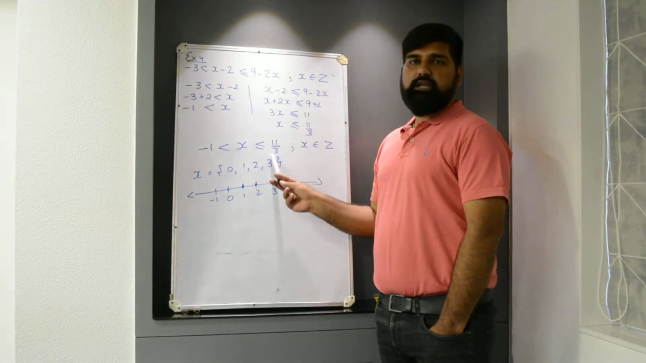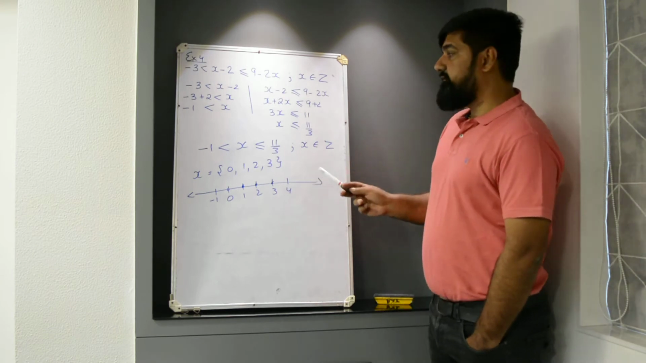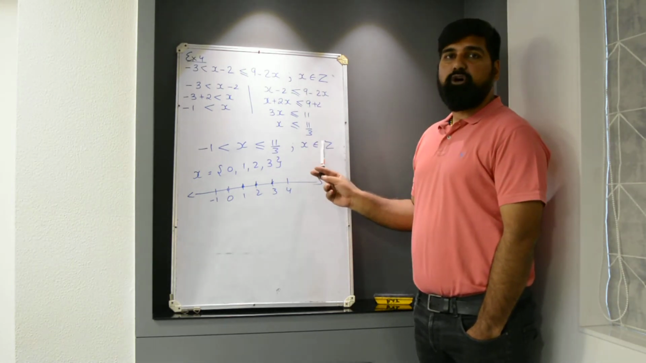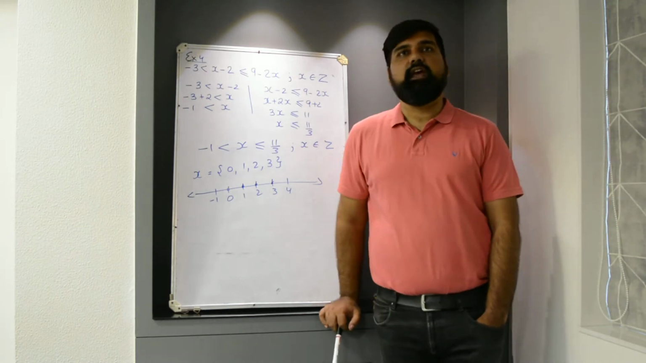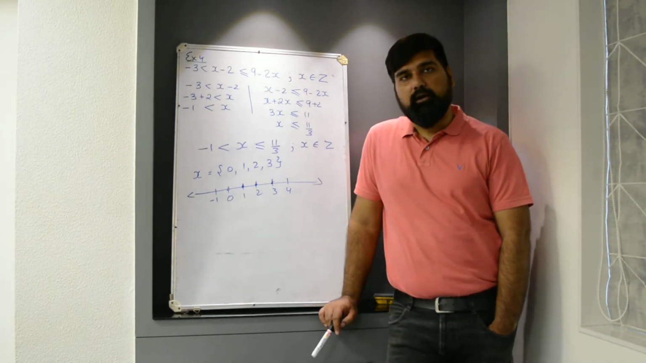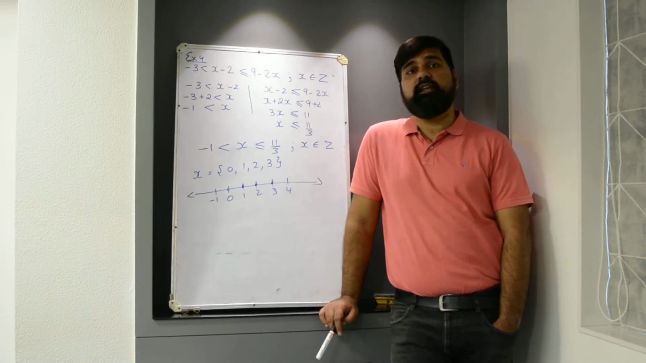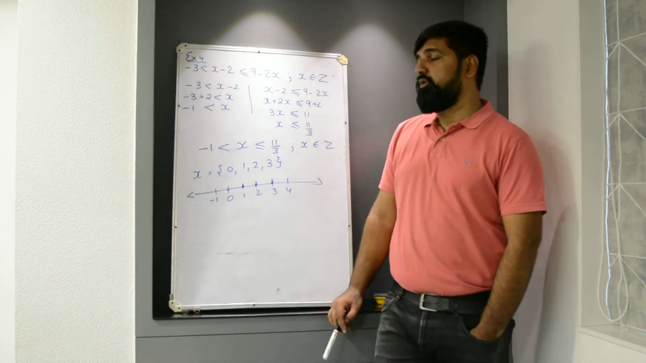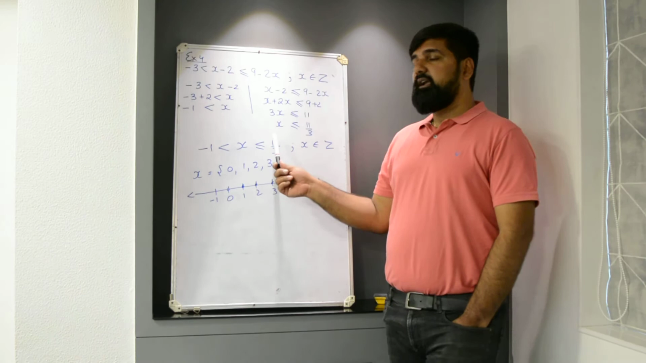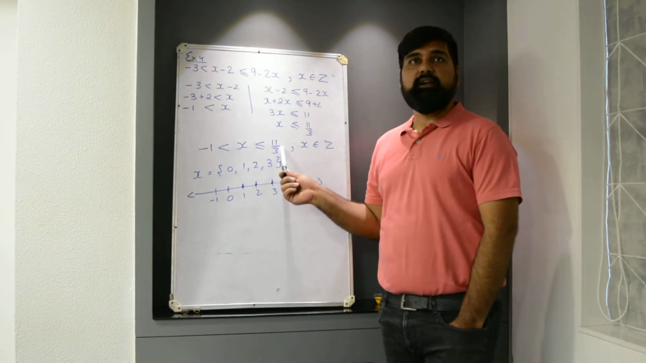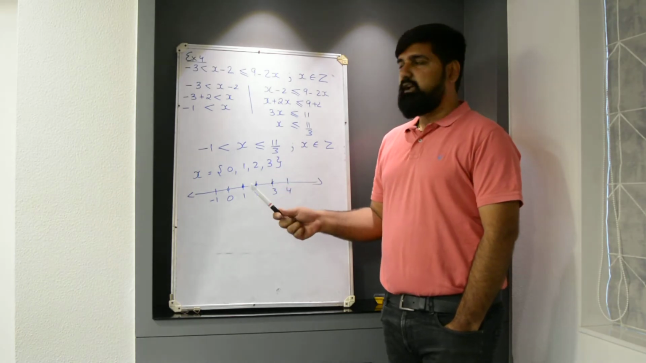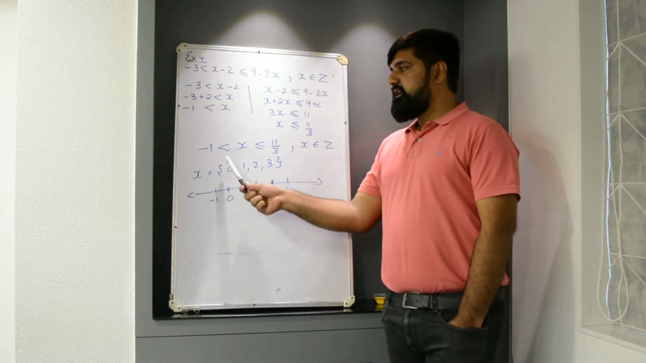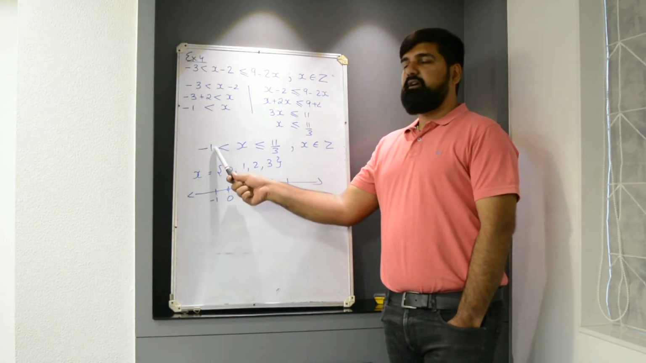So we got two solutions: x is greater than minus 1, but it is less than or equal to 11 by 3. But students, we have also been given that x belongs to Z, that is, integers. That means x cannot be a rational number, it cannot be in a fraction form. If you take 11 by 3 in decimal, it will be 3.666 something.